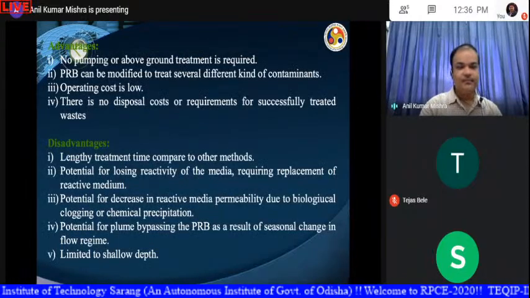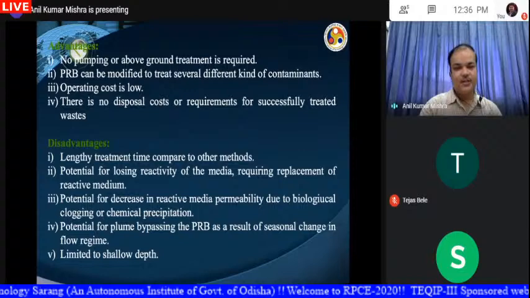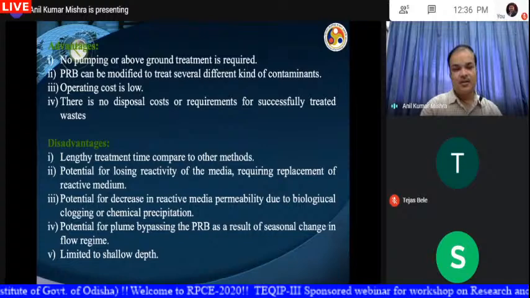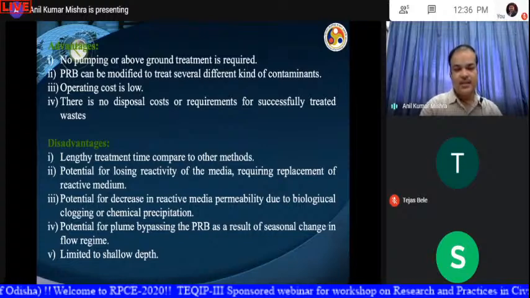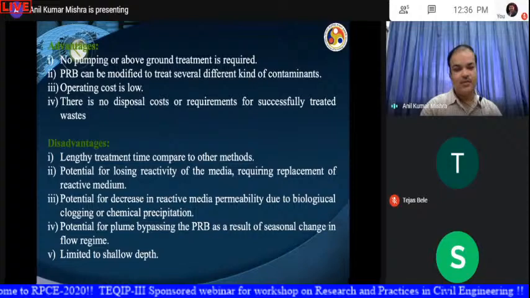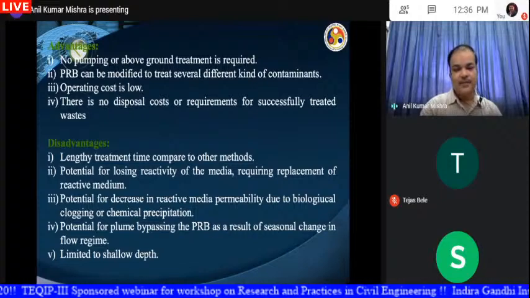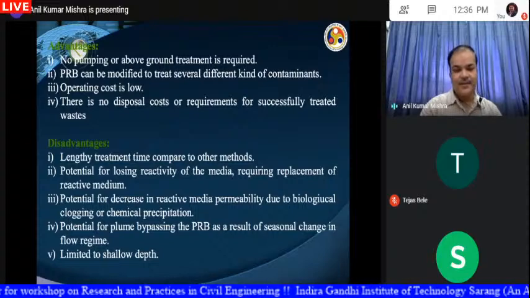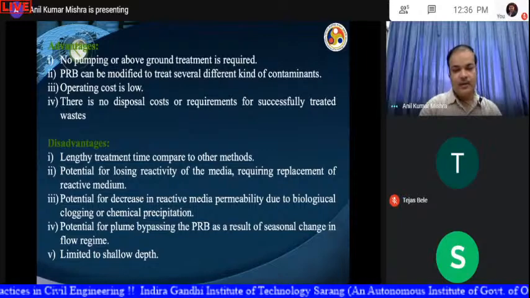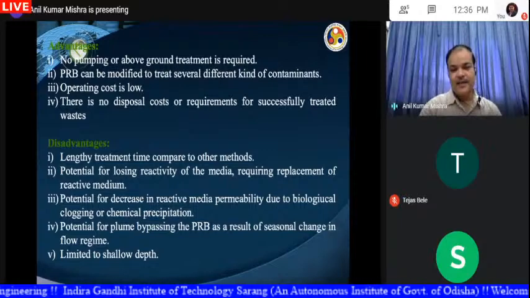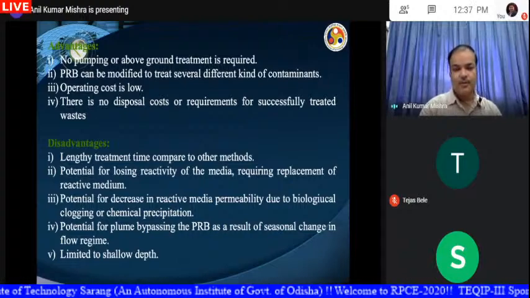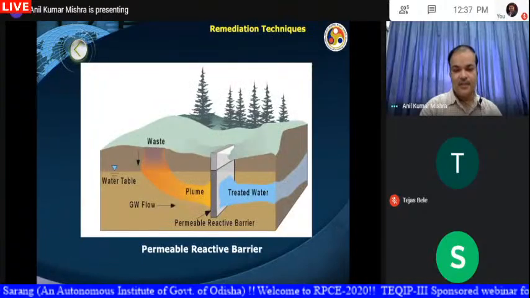The advantage is that no pumping or above-ground treatment is required. A PRB can be effectively modified to treat several different kinds of contaminants. The cost is low. The disadvantages are the lengthy treatment time compared to other methods, and sometimes the wall gets clogged with time, which reduces the effectiveness. Also, we have to remove this media and replace it frequently, so that also causes some problems. So these are the PRB barriers.